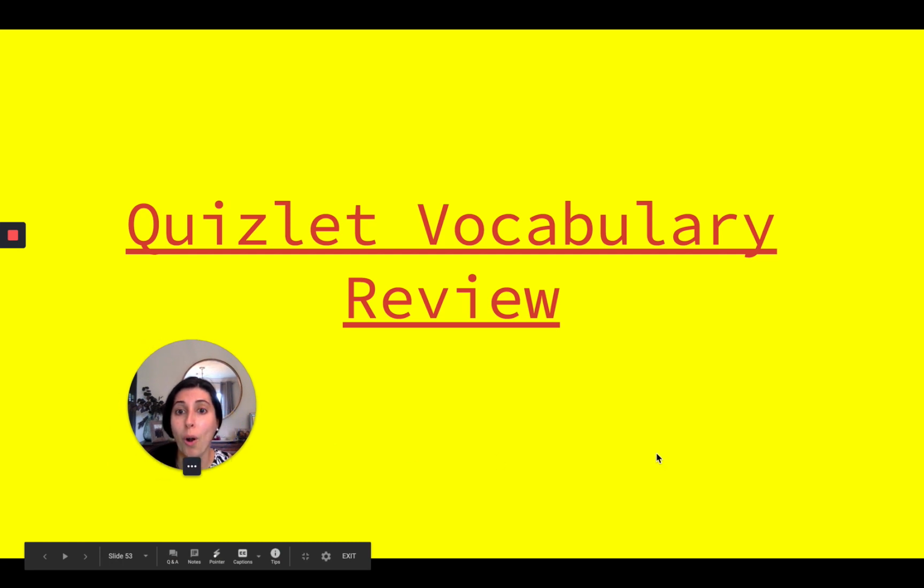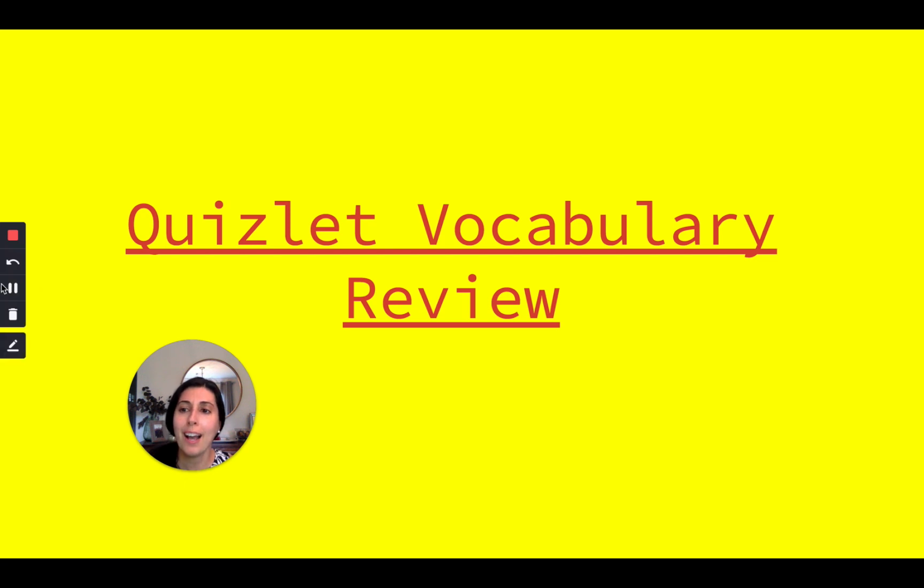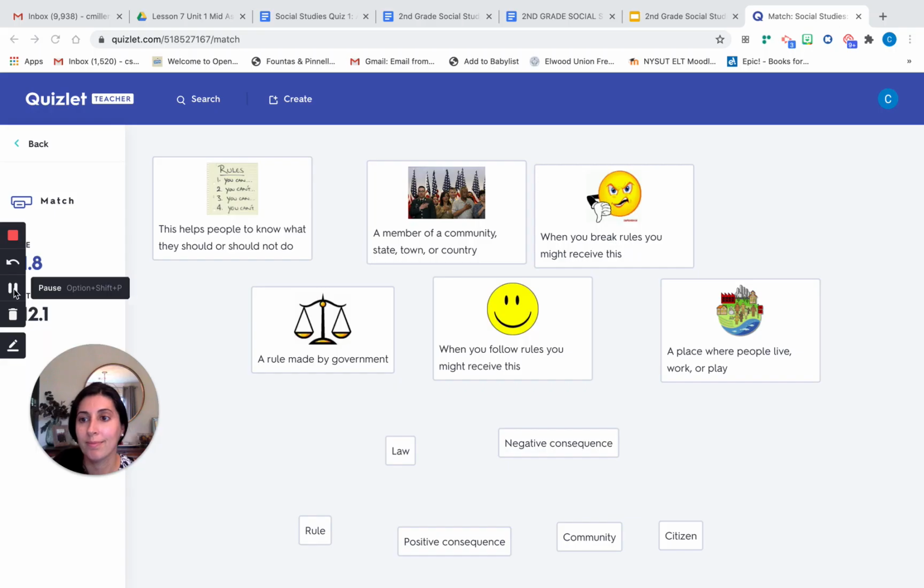Okay, to start out, we're going to do a little Quizlet vocabulary review. So let's see how well you remember all of the terms that we've learned so far in Social Studies this year. All right, so here are our definitions up top, and down below is our word bank. I'm going to read a definition. Then I'll count down from 3 to 1. When I get to 1, I want you to call out what you think is the correct vocabulary word. Okay, you ready? Here we go.